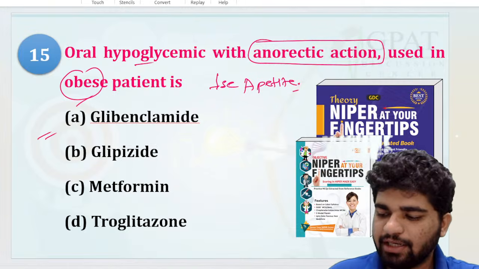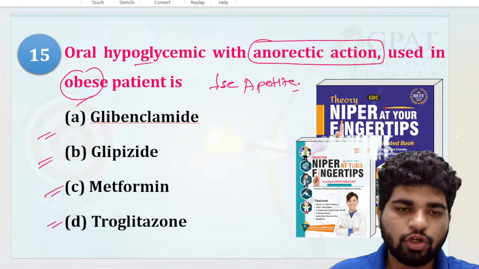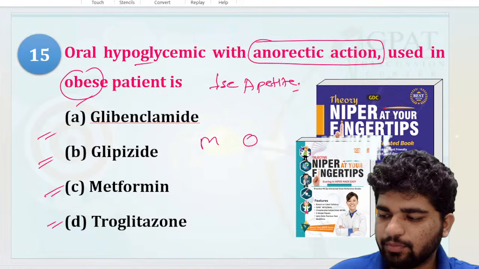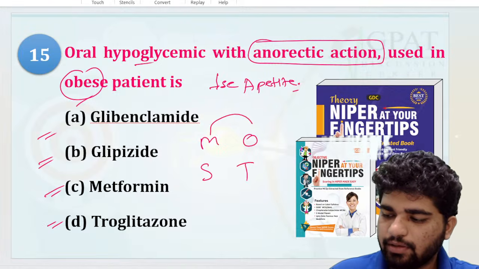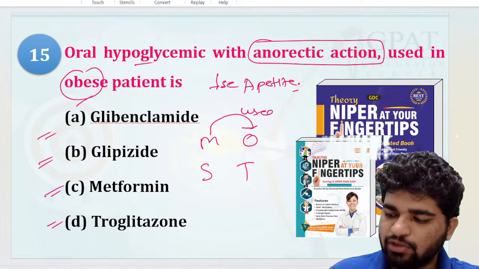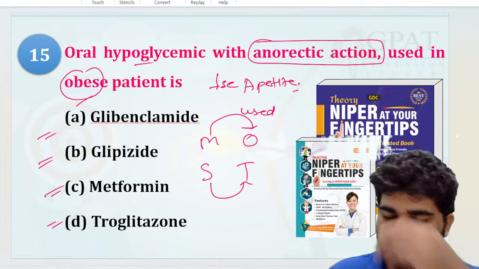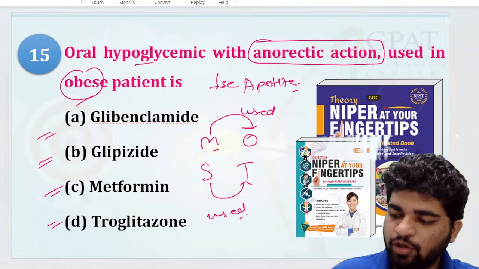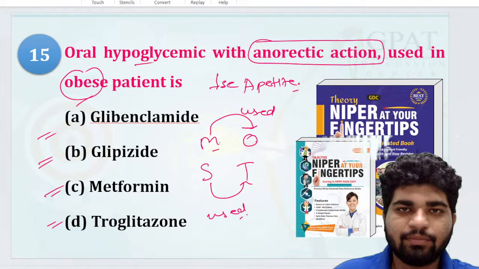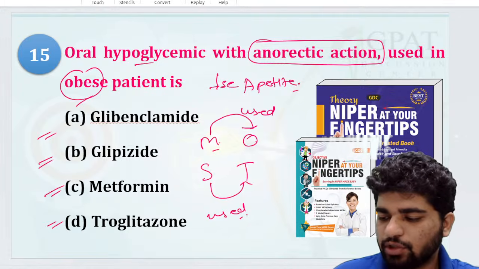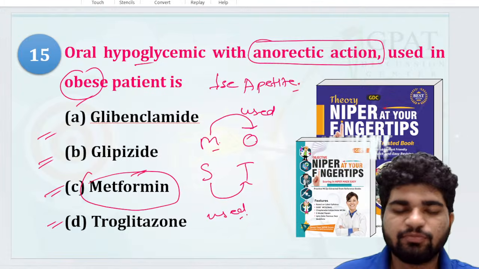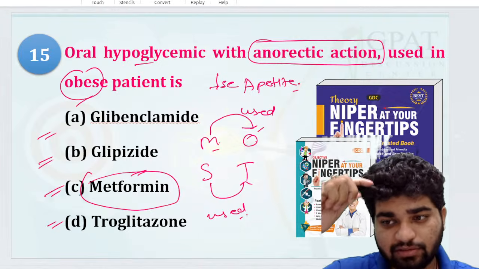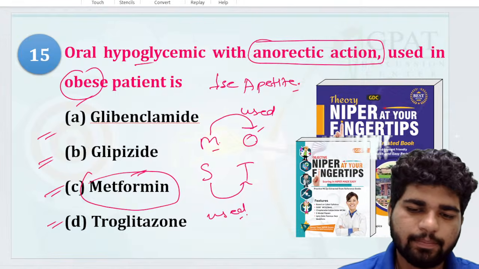So it is your glibenclamide, glipizide, metformin, or troglitazone. That would be your metformin. You remember that trick, M for O, most, right? Metformin is used in obese patients. Sulfonylurea is also used in thin patients, right? So M for O means most may be obese, may be being used. So that's why metformin is going to be used in obese kind of patient, right? So that you have to remember. Okay.